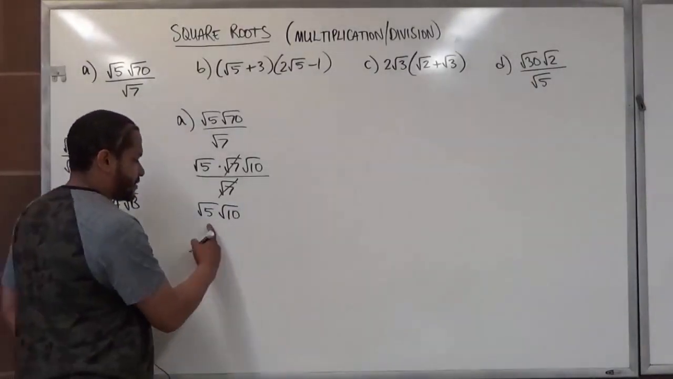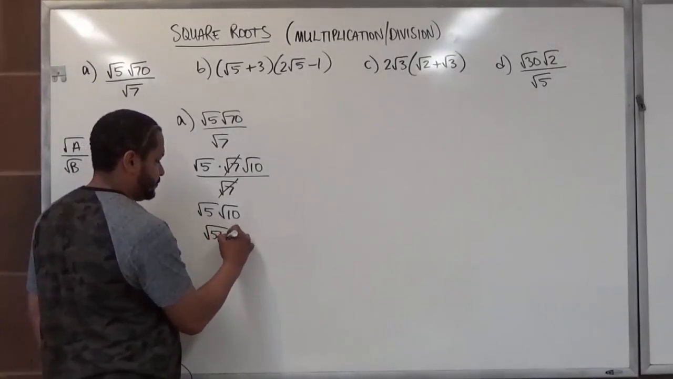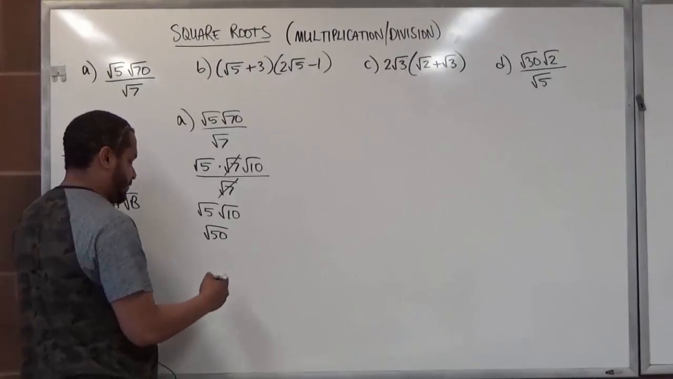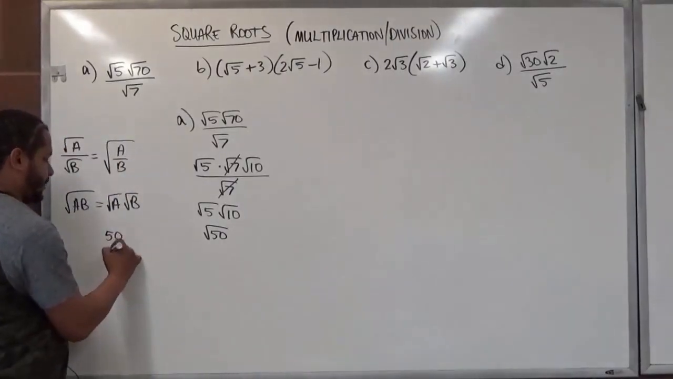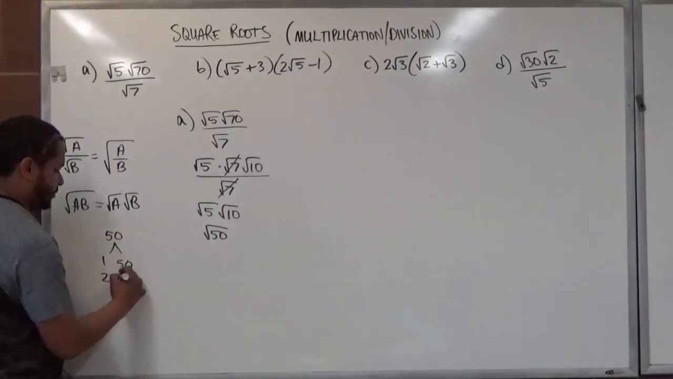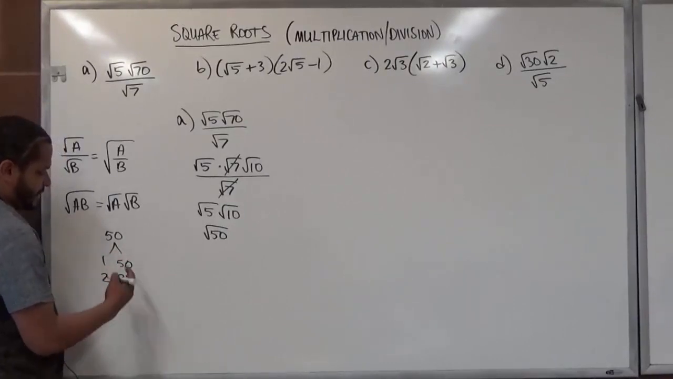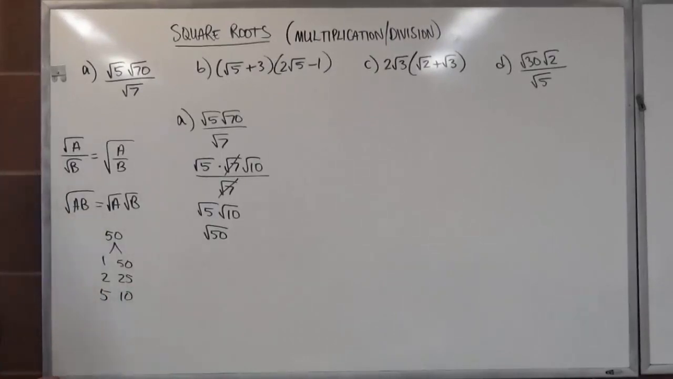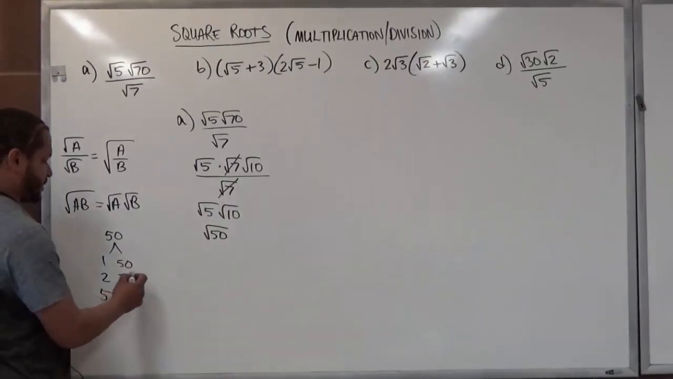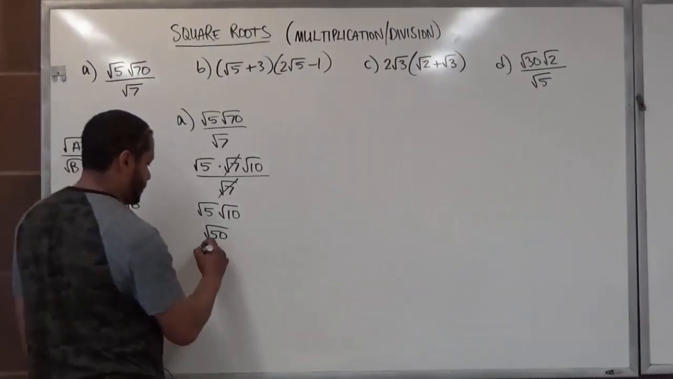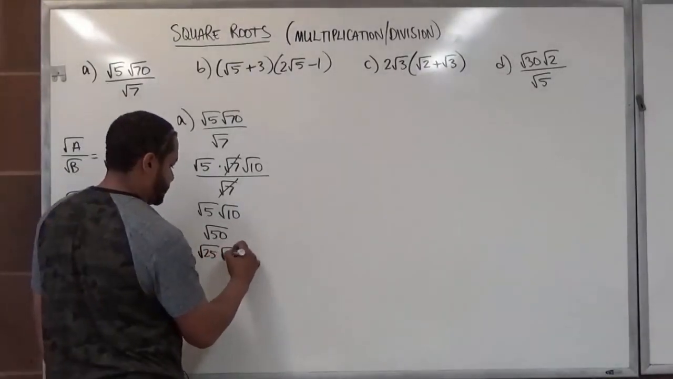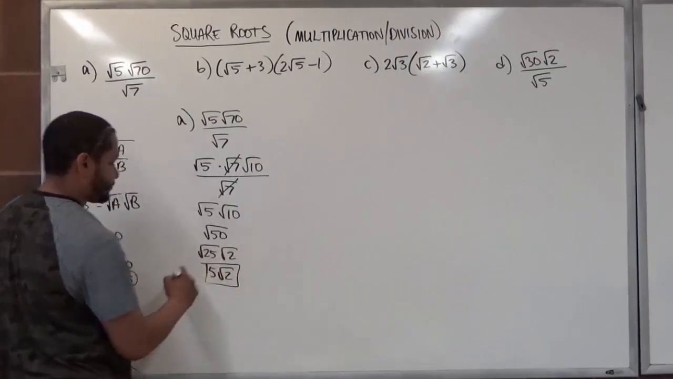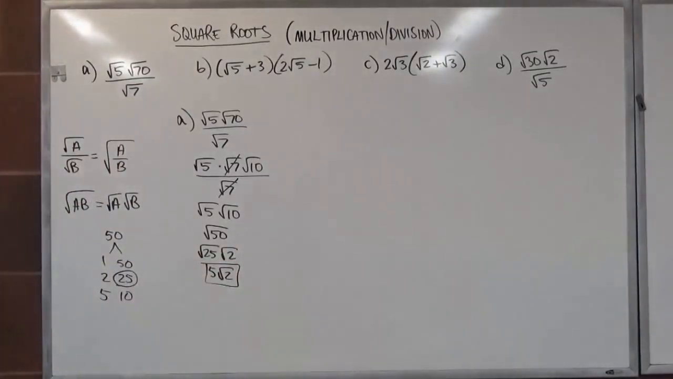When we multiply these two, we get the square root of 50. And the factors of 50 that have a perfect square are 1 and 50, 2 and 25, right? 3 doesn't make it, 4 doesn't make it, 5 does, 5 by 10. And that's the last set of factors, right? And the biggest perfect square in this list is 25, so 25 by 2. So we have the square root of 25 times radical 2. And this is just 5 radical 2. So that's our solution for part A.